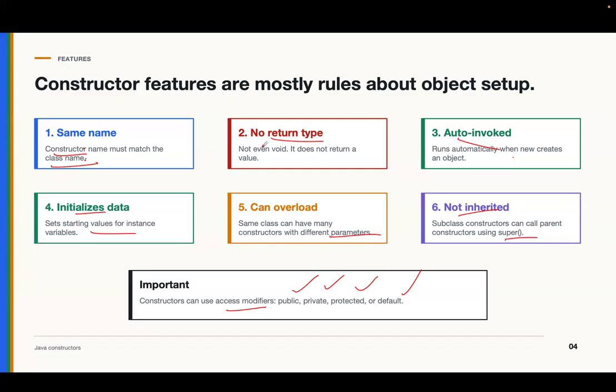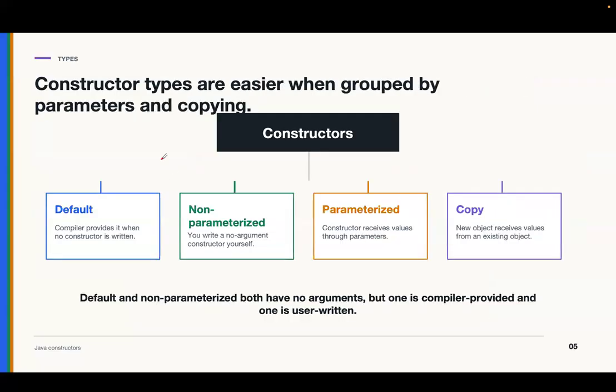It can have the same name, no return type, is auto invoked, initializes data, can be overloaded, and is not inherited. Now there are different types of constructors: default, non-parameterized, parameterized, and copy. But for you, we don't have copy, so I'm just ignoring that. So we are going to see the different types of constructors: default, non-parameterized, and parameterized. Default and non-parameterized both have no arguments, but one is compiler provided and one is user written.